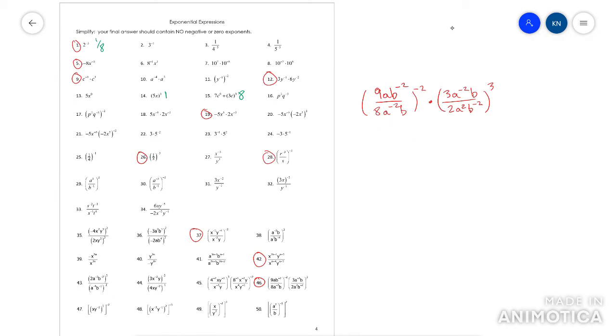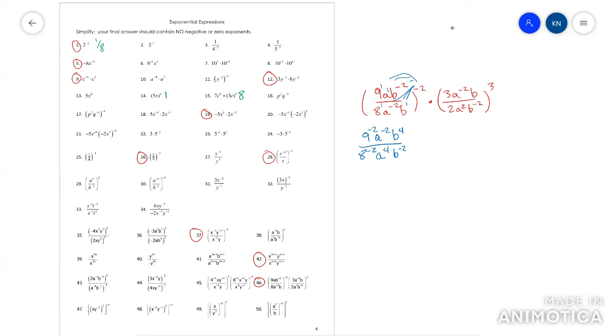I'm going to go ahead and distribute power to power to everything. So like give the 9 its 1, the a its 1, the 8 its 1, the b its 1, and then they all get times by this negative 2, top and bottom. So it looks like this. 9 negative 2, a negative 2, b4 over 8 negative 2, a4, b negative 2.